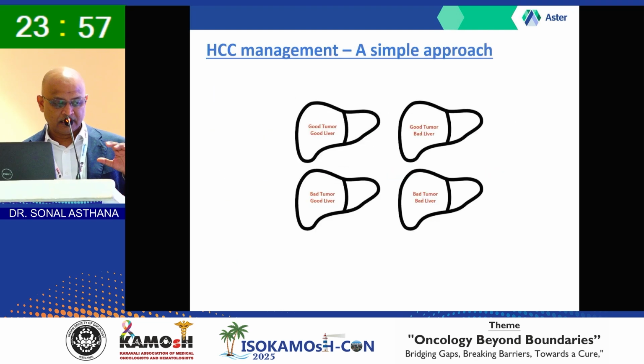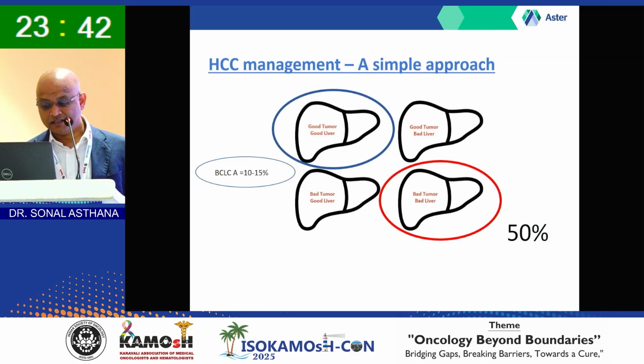If you look at a very simple algorithm for HCC treatment, you can have a good tumor and a good liver, where the liver quality is good, where we have many treatment options available. And then, of course, in the last, you can have a bad tumor with a bad liver, where there's a cirrhotic tumor with an advanced liver disease. And unfortunately for us, most of the tumors that we see come in this last segment.